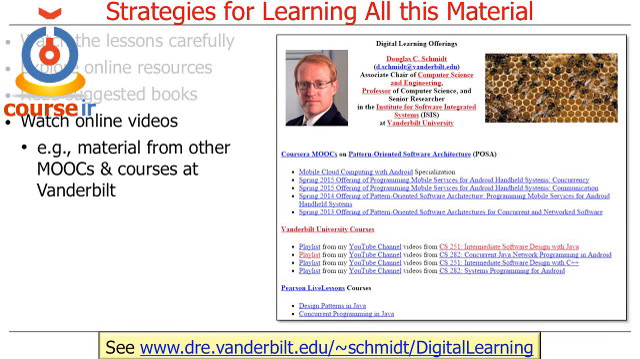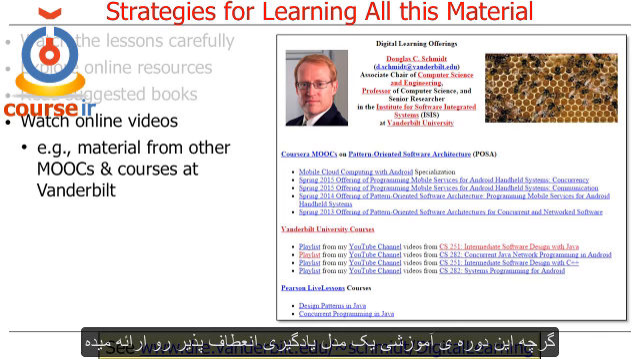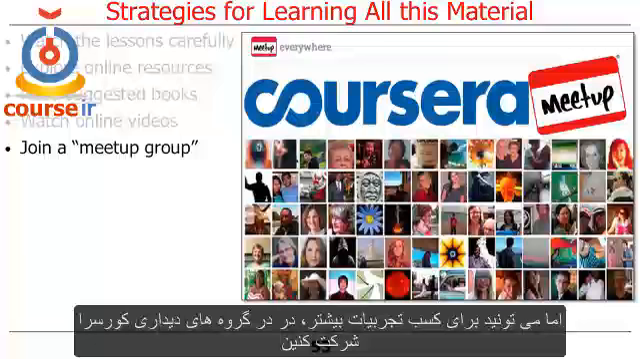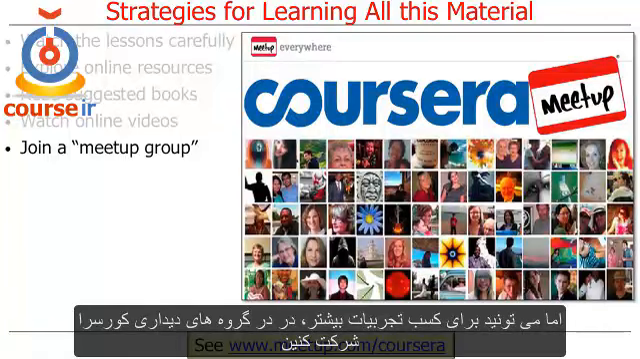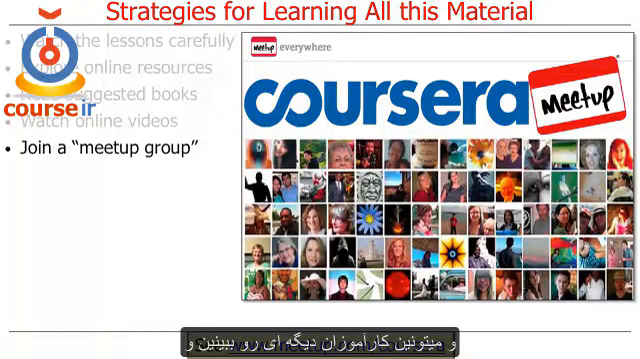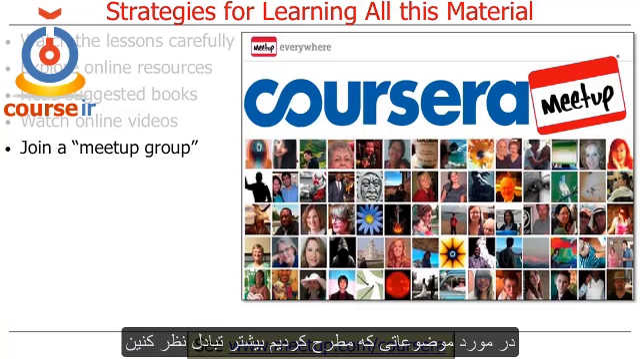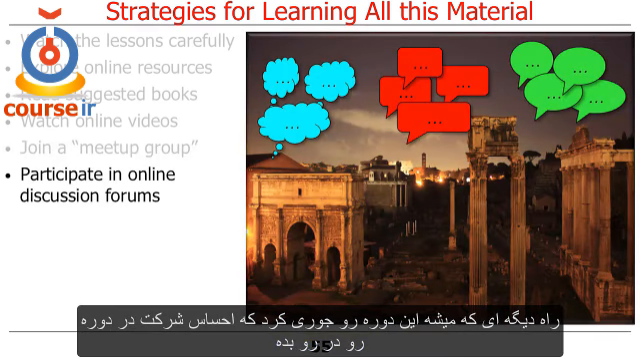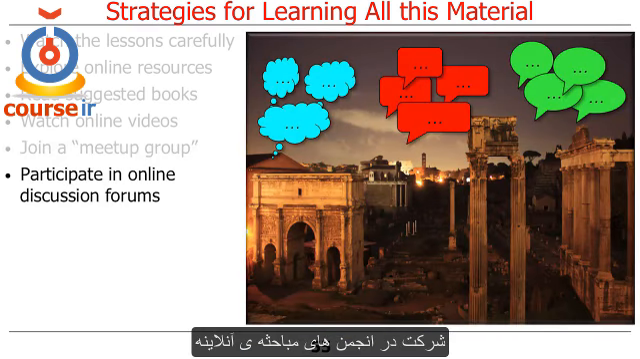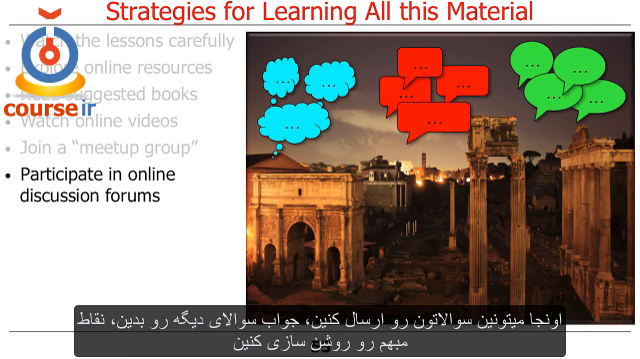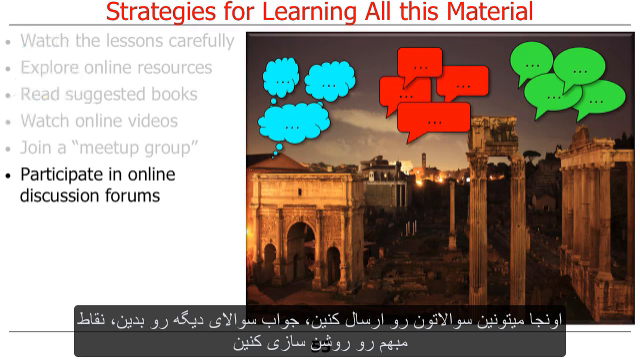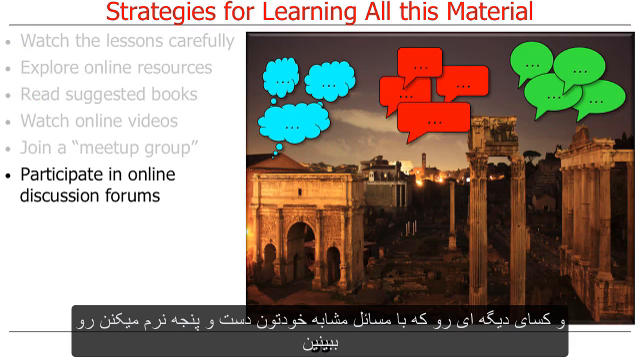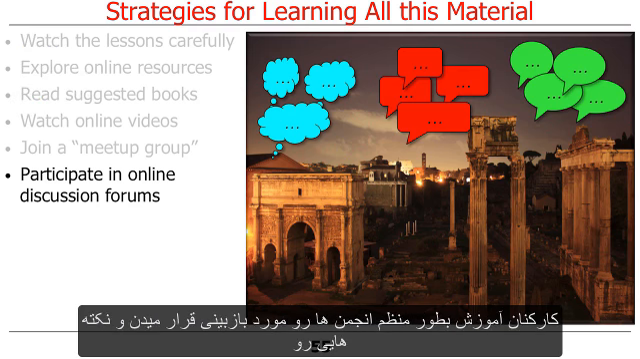Although MOOCs provide a flexible learning model, you may want a more immersive experience by attending Coursera meetup groups near you, where you can join your fellow students for face-to-face conversations and further engage in the topics we cover. Another way to make this MOOC feel more like a face-to-face course is to participate in the online discussion forums, where you can interact with other students, post questions, give answers, clarify points of confusion, and learn who else is wrestling with some of the same challenges that you are.